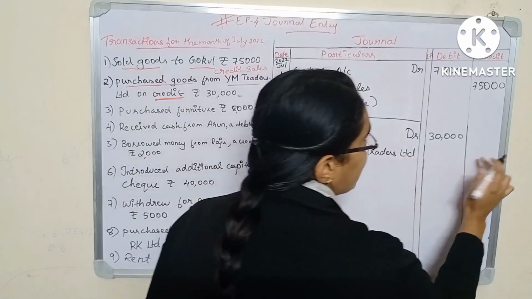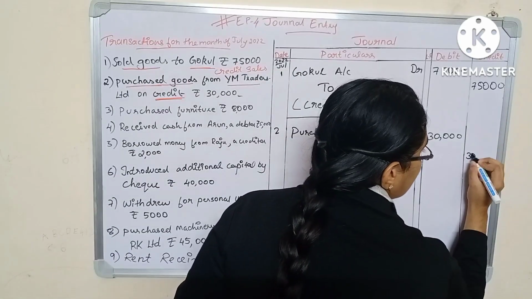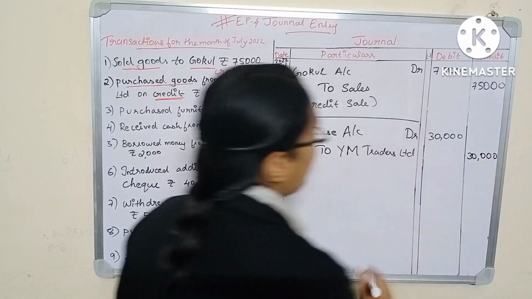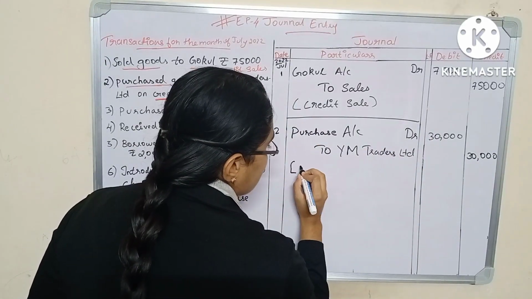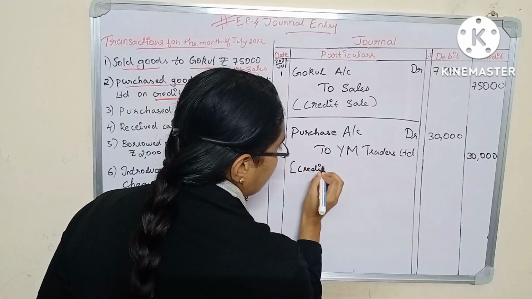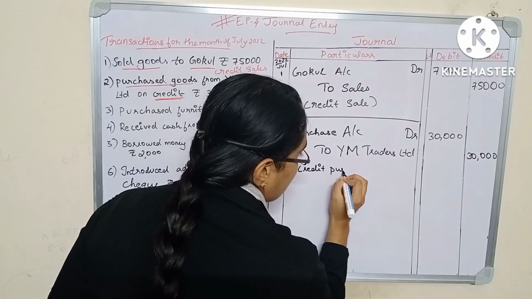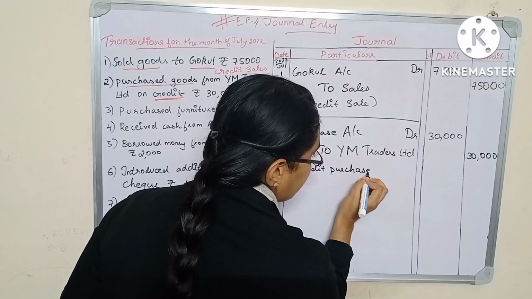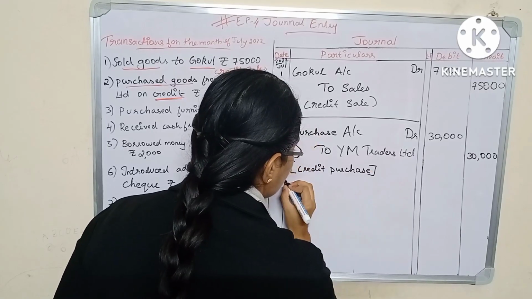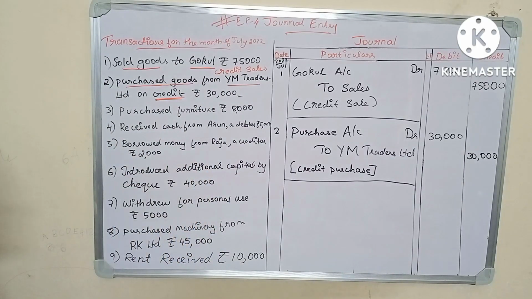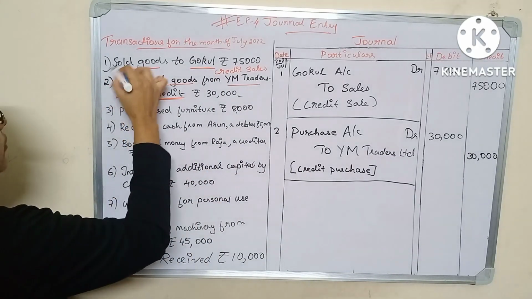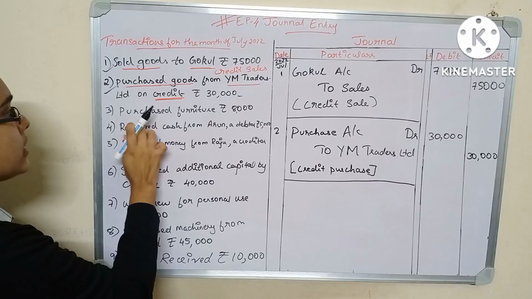So, opposite of that, I'll write here 30,000. Okay. Then, you can write a small narration, that is credit purchase. You close it and just draw a line like this. That is the second transaction. So, you have done the first one and the second one. Now let us look at the third one.